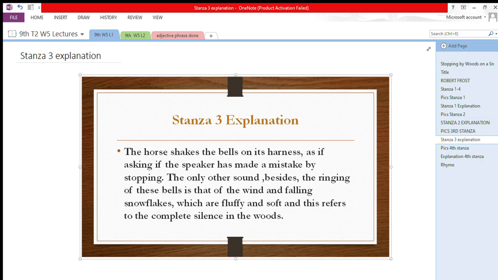Now the horse again shakes the bells on its harness, and he asks his master, or the speaker, if he had made a mistake by stopping there. By mistake he had stopped there because there is nothing else. There is no sound except the sound of the bells of the horse. Besides the ringing of these bells, the only other sound that can be heard is of that easy wind which is flowing in the woods, and falling snowflakes which are fluffy and soft.